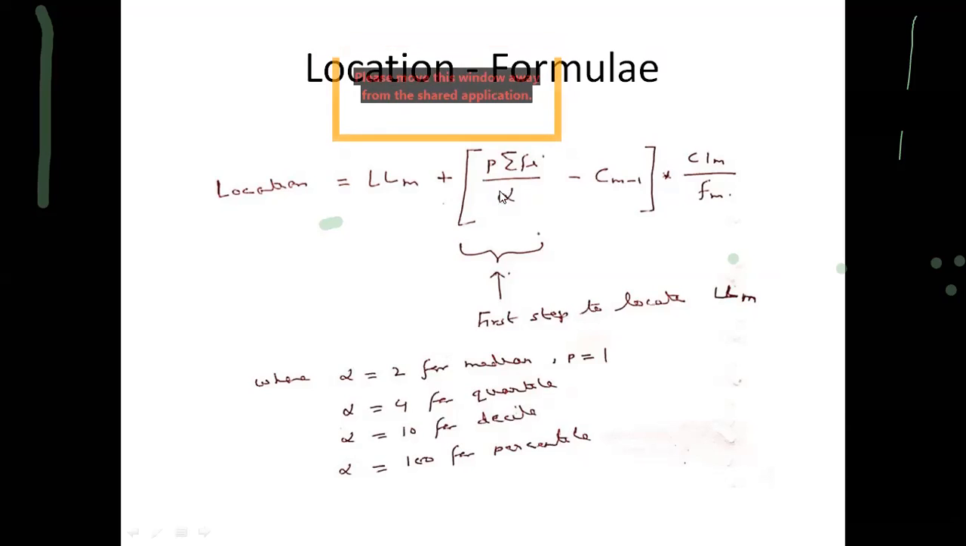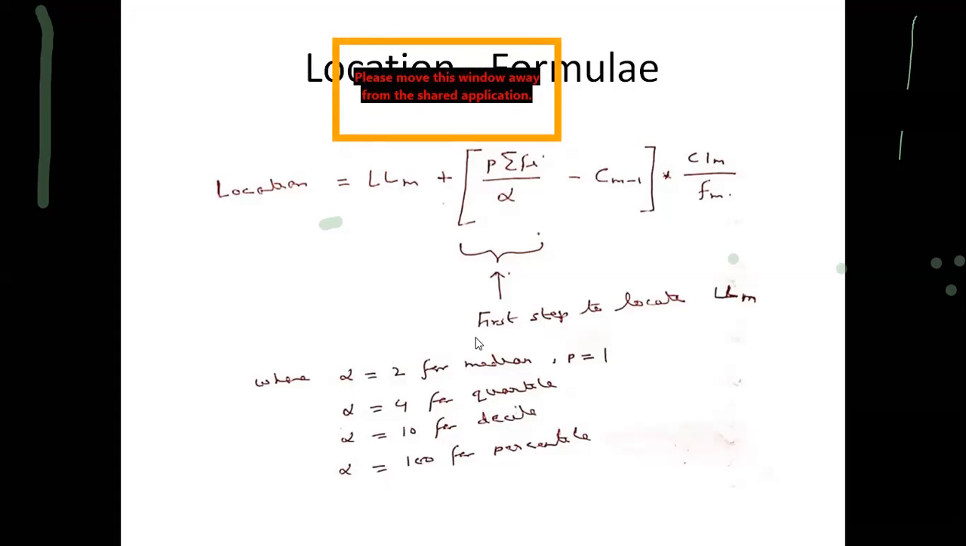You note that alpha is equal to 2 if you want to find the median. So median is also a measure of location. We had read median as a measure of central tendency, but it is also a measure of location because it divides the data into two equal parts. So median is the first measure of location. Here alpha will be 2 and P will be 1 for median, so the formula becomes sigma fi by 2, which we have learned in the previous lecture.